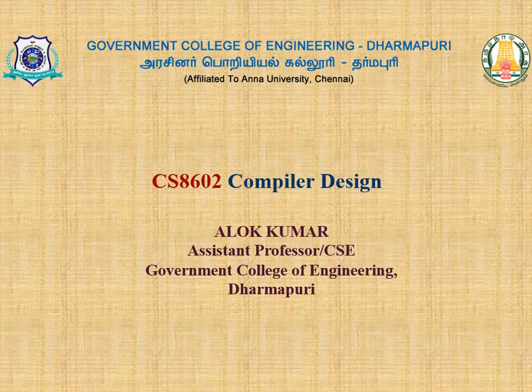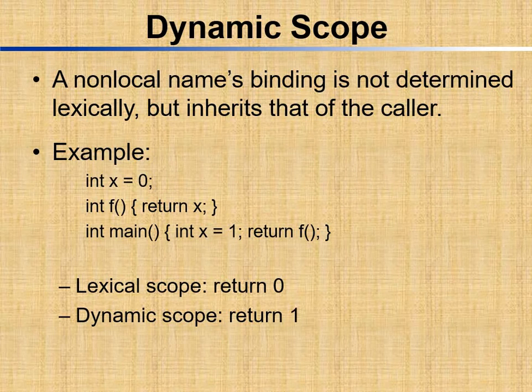So here we will see dynamic scope. In the previous lecture we have seen static scope or lexical scope. Based on that, we will see dynamic scope with an example also. Here, in dynamic scope, a non-local name's binding is not determined lexically or statically but inherits that of the caller. Okay, so we can see this dynamic scope with the help of one example.